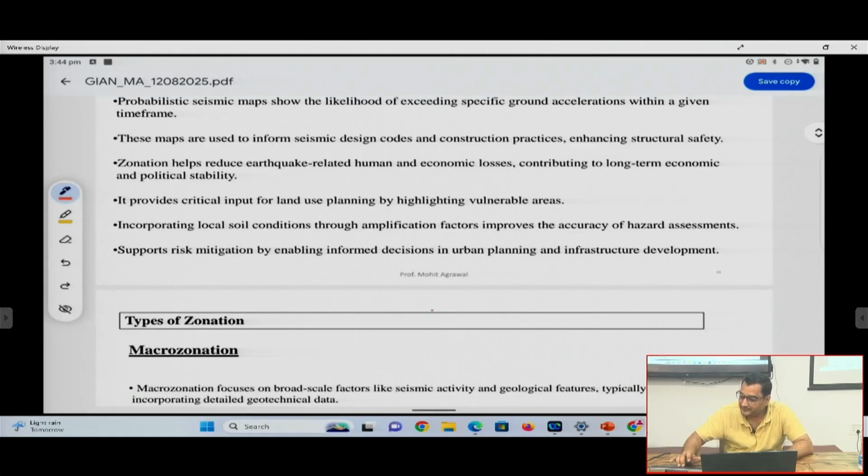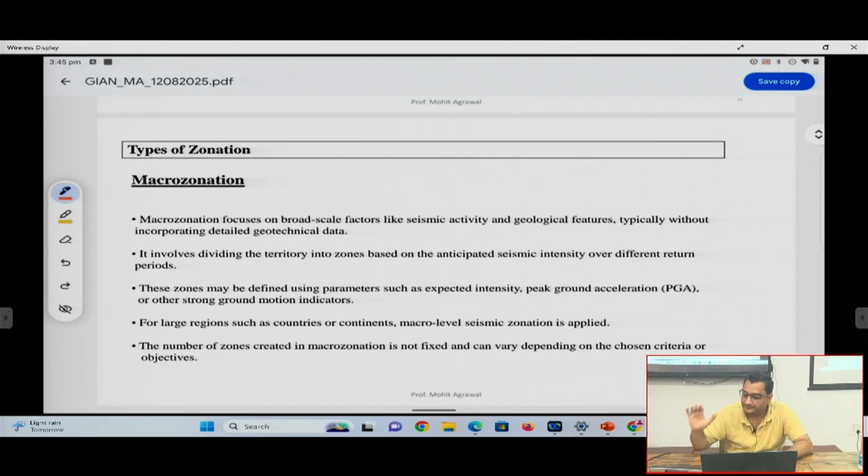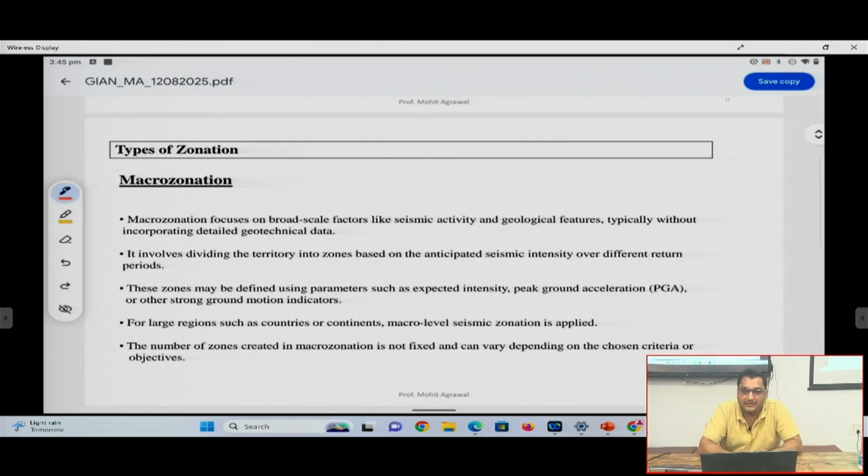Now, what are the types of zonation? Okay, there are basically three types of zonation. First is macro zonation, second is micro zonation, and the third is nano zonation. Okay, nano zonation is very rigorous zonation, and that is very impractical so far. But we can talk about macro zonation and micro zonation.